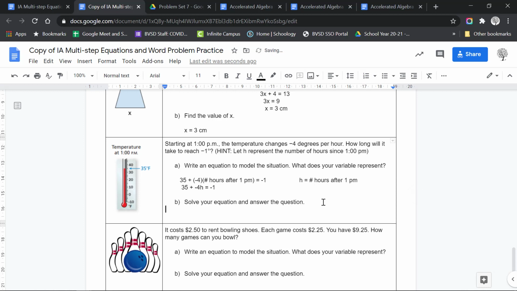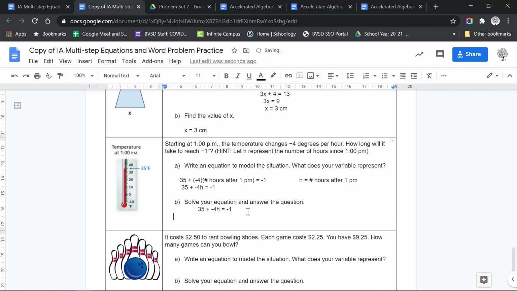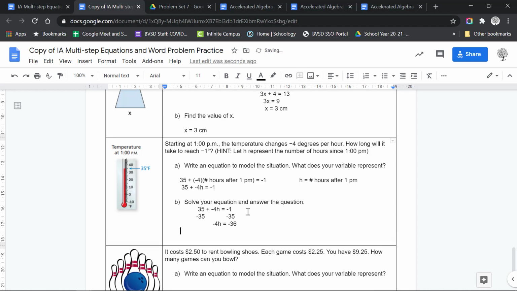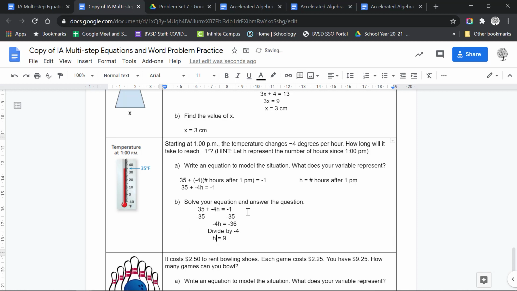Now here's my equation. And all I've done is replace the words I wrote with the variable h. I'm going to put that equation down here so I can solve it. So I've got to get the h term by itself, so I'm going to subtract 35 from each side. And now I can divide by -4. h equals 9.